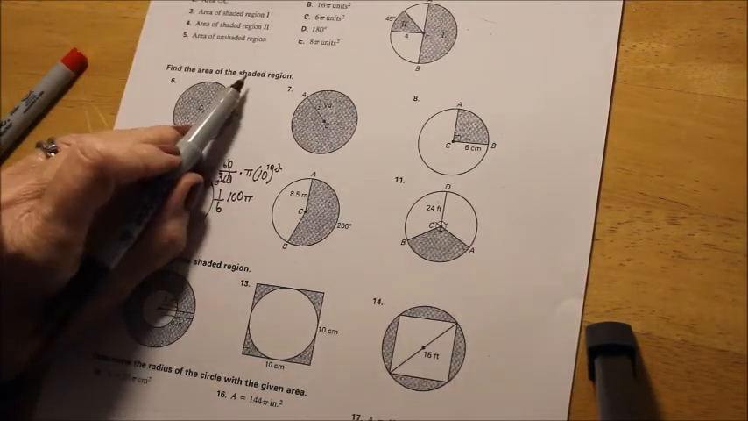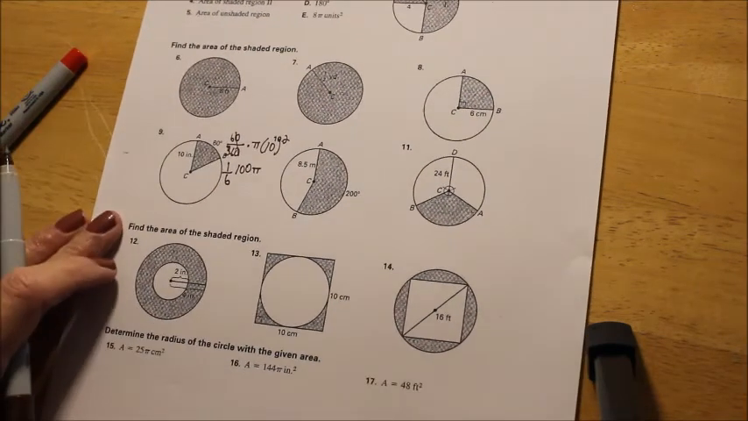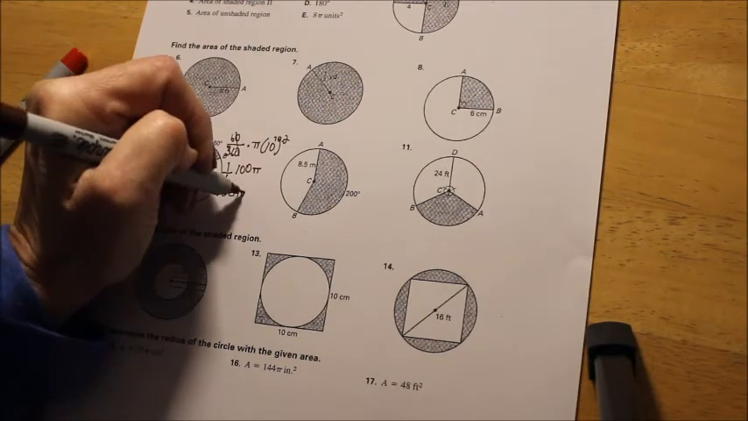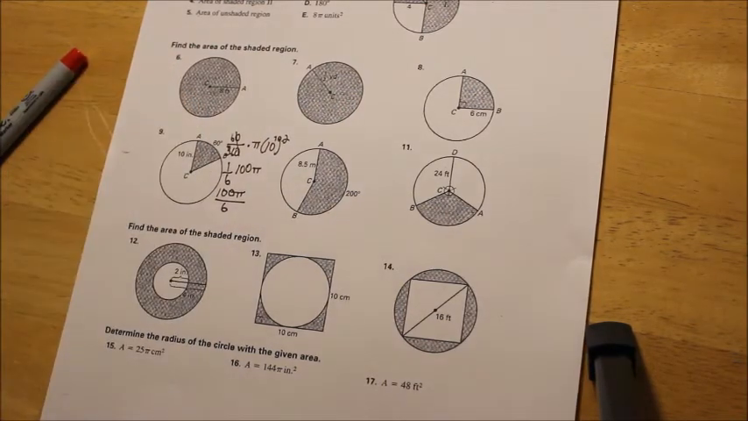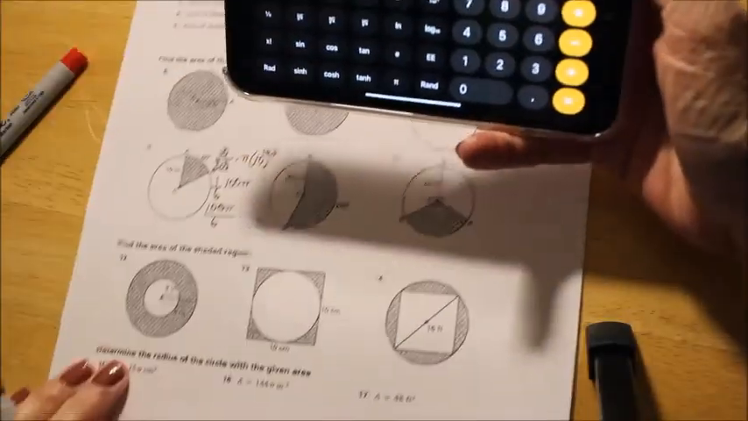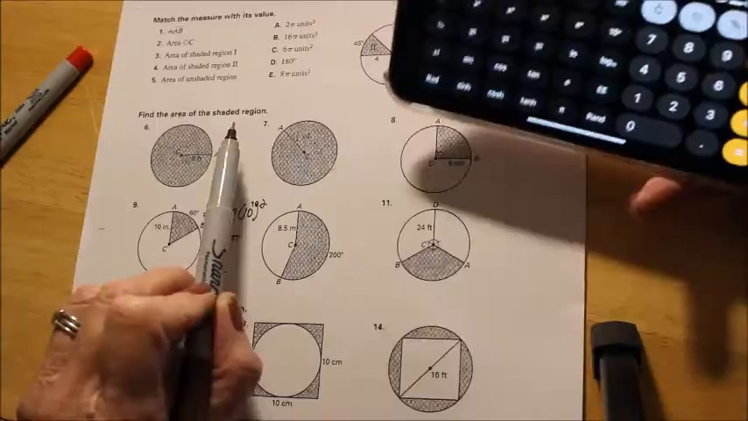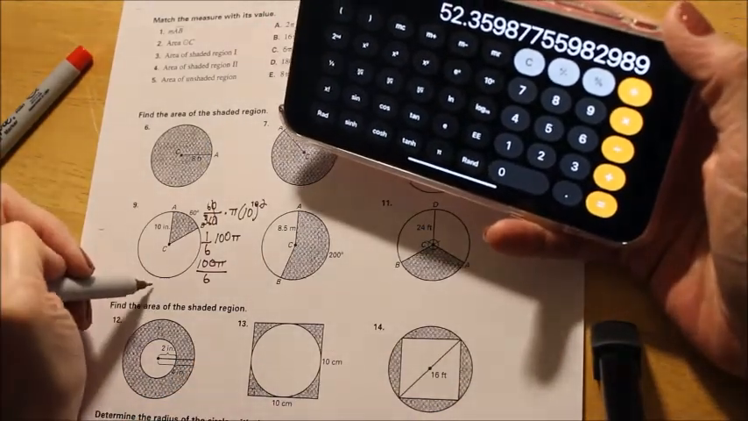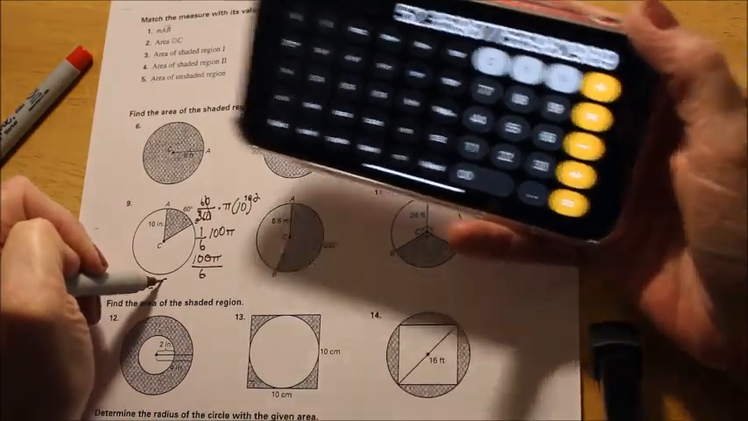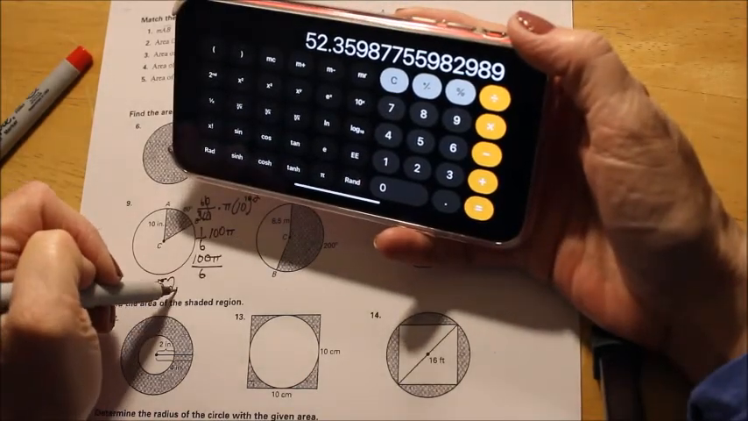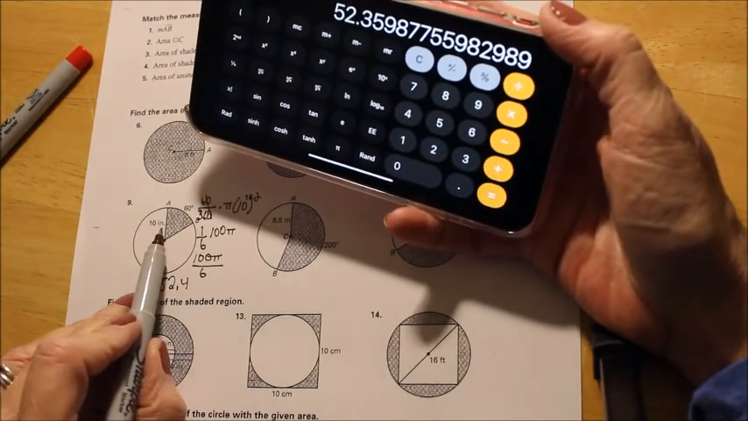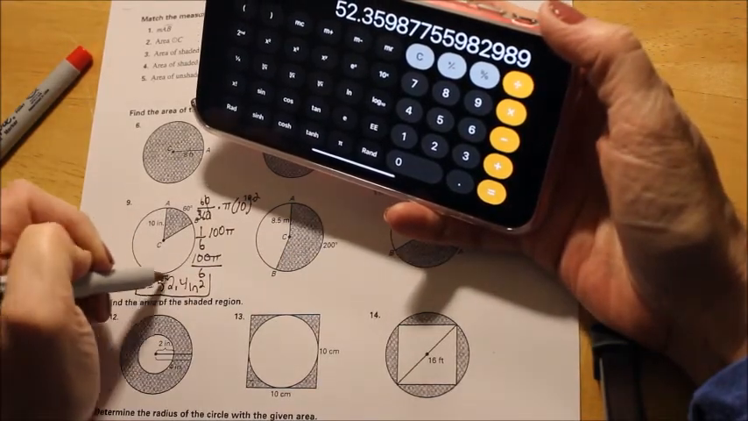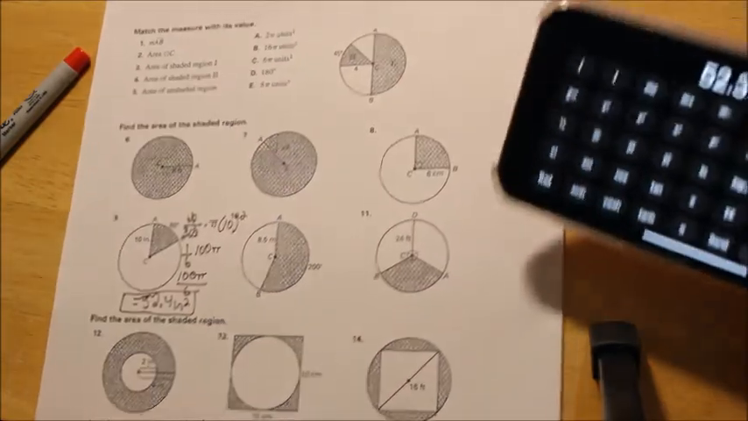It doesn't tell us to leave it in terms of pi, and it doesn't tell us to calculate it out. I'm just going to go ahead and calculate it out and get a decimal for that. So it would be 100 pi over 6. Calculate it out as a decimal, you're going to get about 52.4. So I'm going to put that as my final answer: 52.4, and that's in terms of inches squared. And that would be the answer to number 9 on the homework.